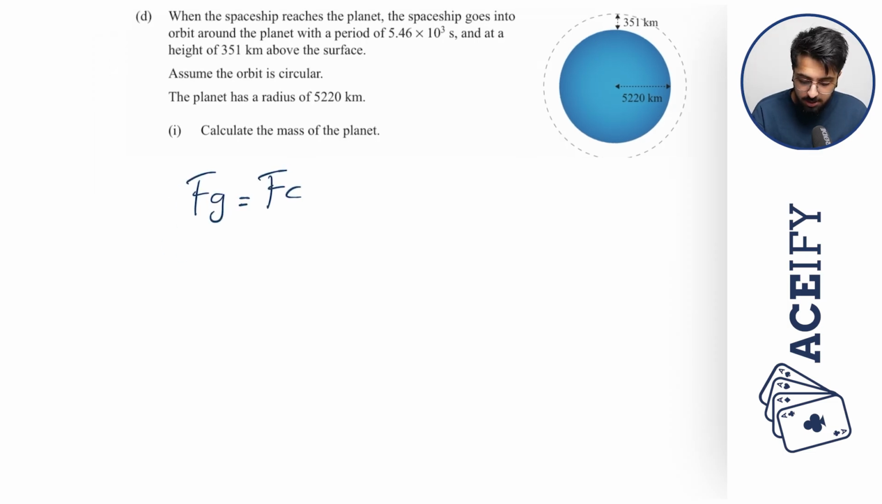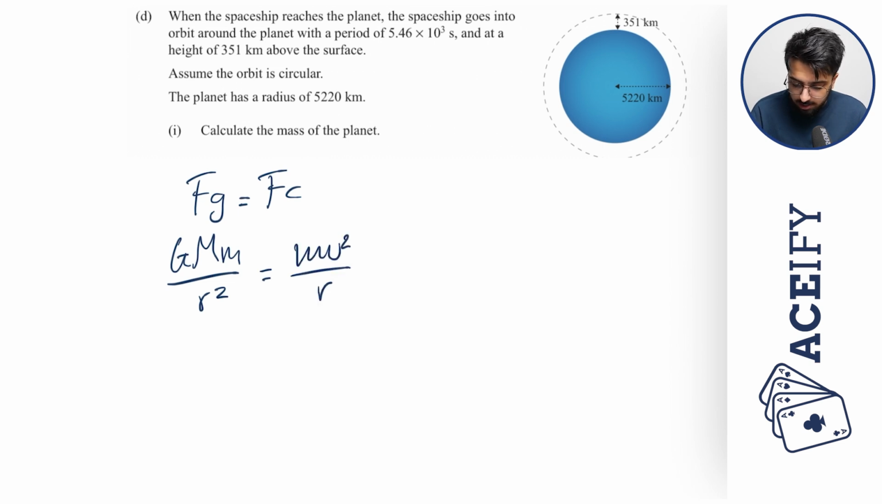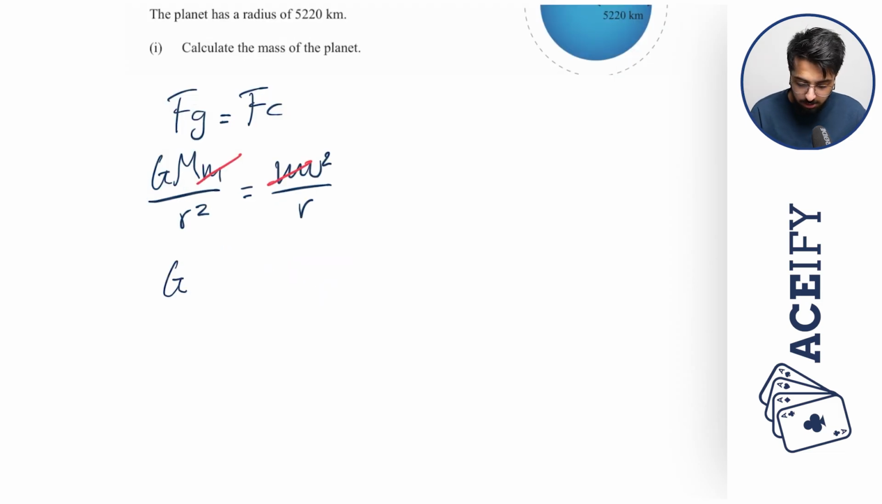Our Fg, as we know, is gravitational constant, big mass, little mass, all over r squared, where the big mass is the mass of the planet, and our little mass is the mass of the spaceship, and this is equal to mv squared over r. Again, this is a little mass, so that's the mass of our spaceship. We can cancel out our little mass on both sides, and we get our gravitational constant times our big mass all over our r squared is equal to v squared all over r, okay?